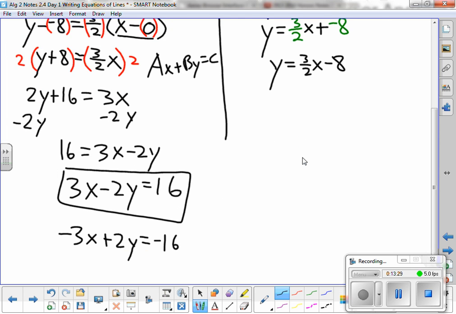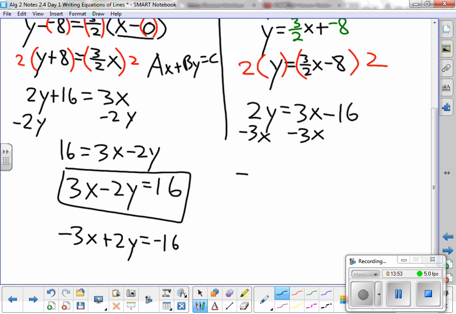So to get rid of that fraction, just like last time, we need to multiply both sides by a 2. The LCD. That's going to be 2 times y equals 2 times 3/2 is 3x. 2 times 8 is minus 16. Okay, now just like before, we need to isolate the x on one side. So with this one, I'm going to move the x over.